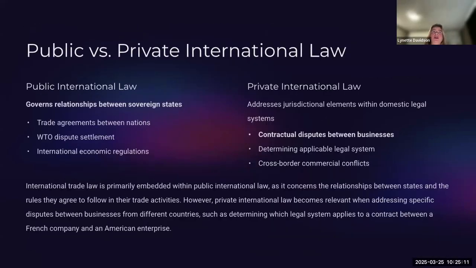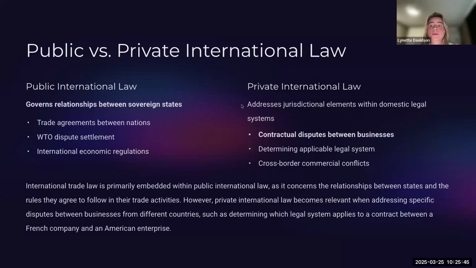If we now think about public international law and private international law, what do you think could be the difference here? Well, public international law basically governs the relationship between sovereign states. So there is the WTO dispute settlement, there are economic regulations, and we have trade agreements. You do not have to write along with us. The PowerPoint will be shared with you all at the end of the class.